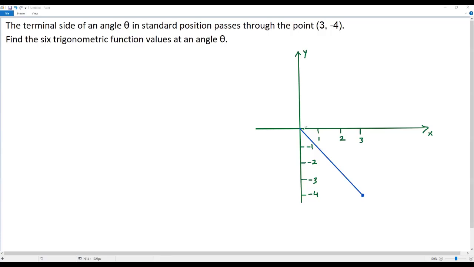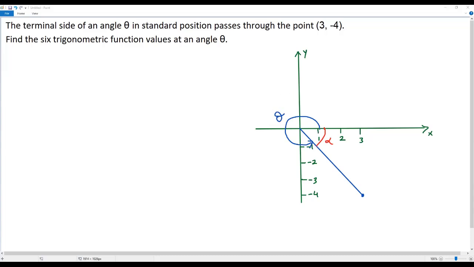Standard position means its initial side is along the positive x-axis. So this is the initial side of the given angle because the angle theta is in standard position. So the angle starts from the initial side, the positive x-axis, to here. So this is the given angle theta. Okay, now to get the reference angle, I have to take the acute angle between the terminal side and the horizontal axis. So this is the acute angle between the terminal side of the given angle and the horizontal axis. So I assume the reference angle for this theta is just alpha.